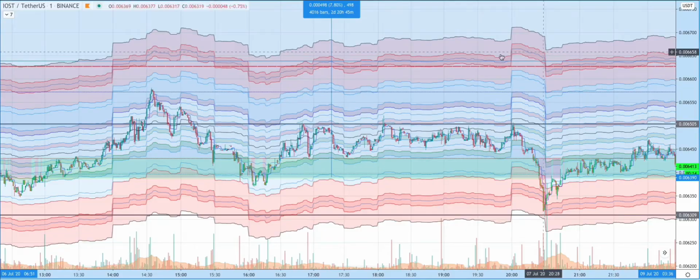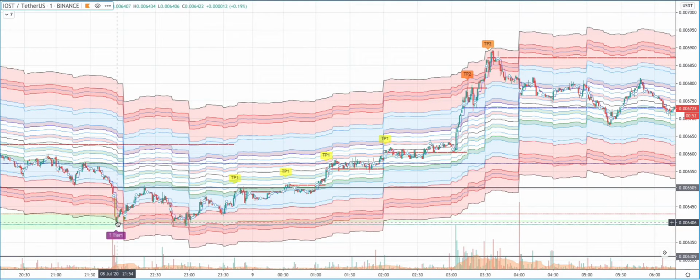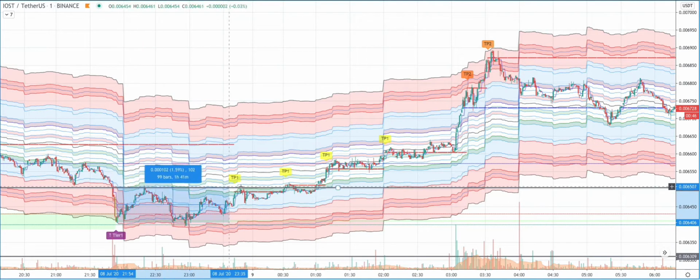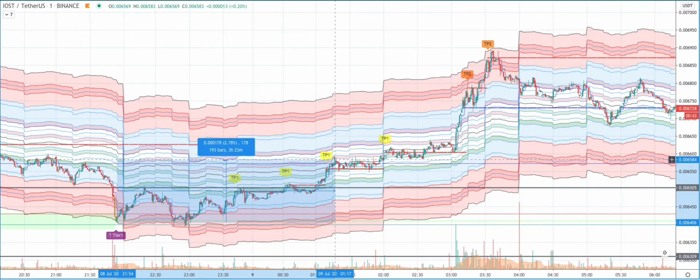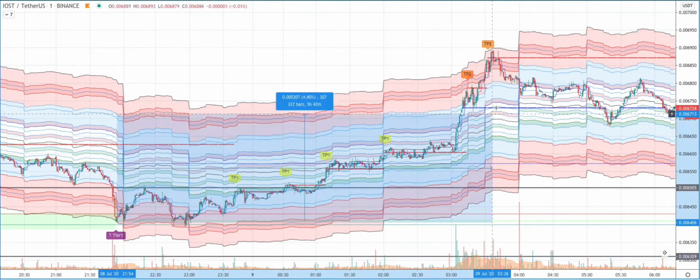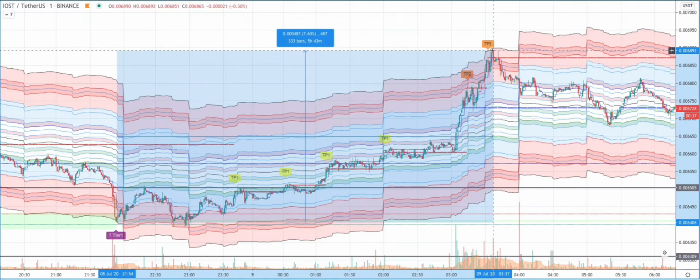So decent profit there. I have this one on the 8th at 9:54 p.m. and 1.59% in 26 minutes. Then if you waited it out for another 3 hours and 23 minutes, you're at 2.83%. And we're peaking here at 7.60%.